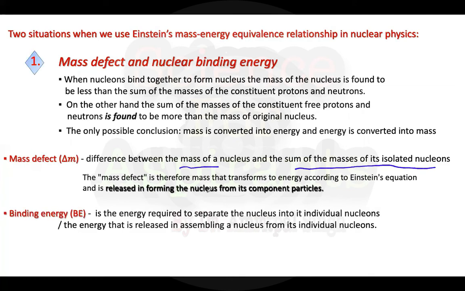Binding energy is the energy that is required to separate the nucleus into its individual nucleons. So this is the opposite. Mass defect shows that we need that much energy to separate a nucleus, and that is the binding energy. And if we want to combine those nucleons, then this delta M should have a positive value.